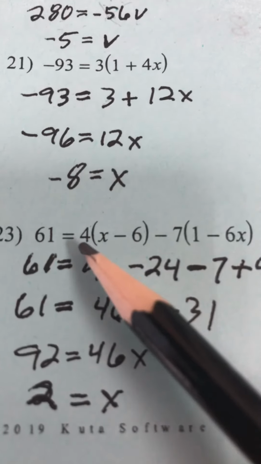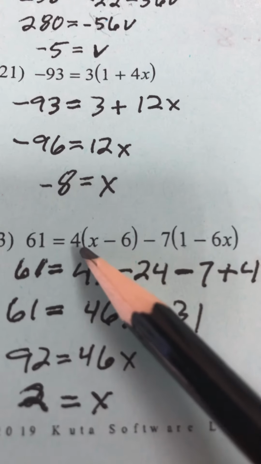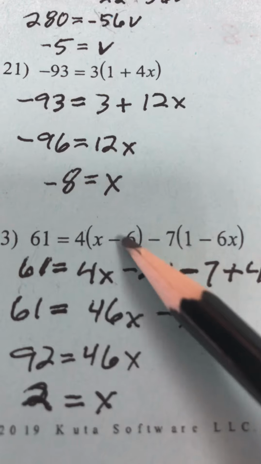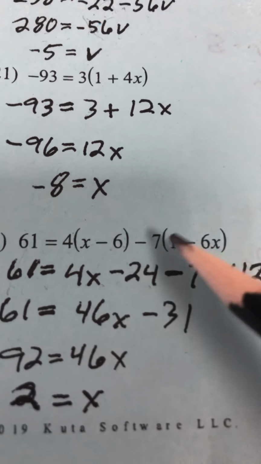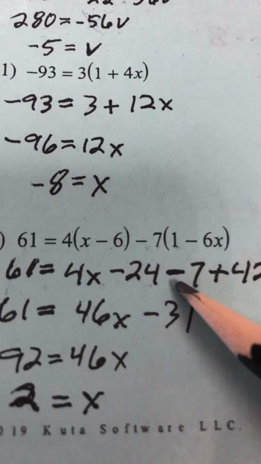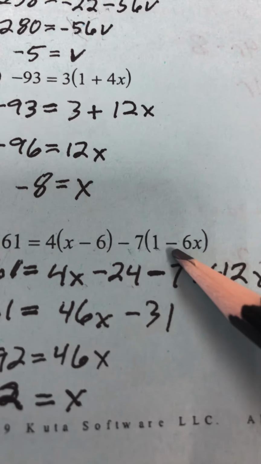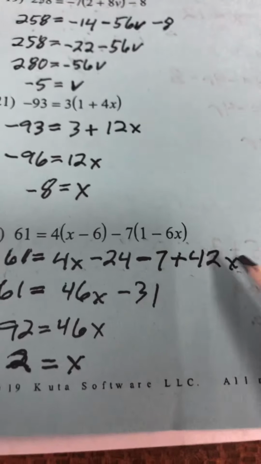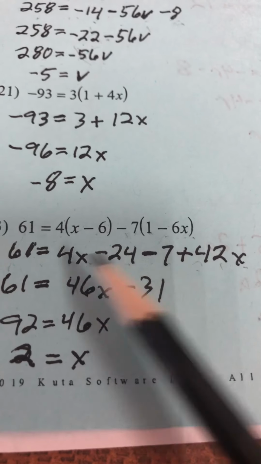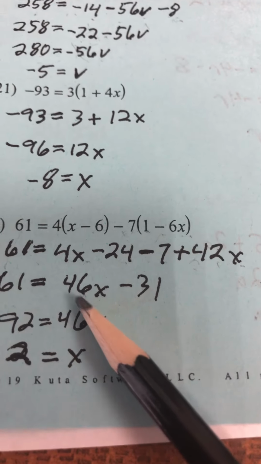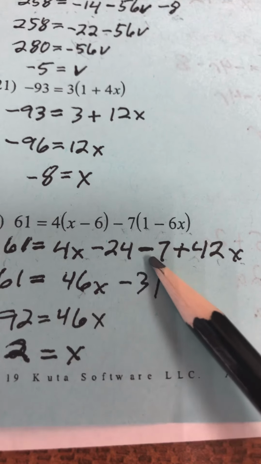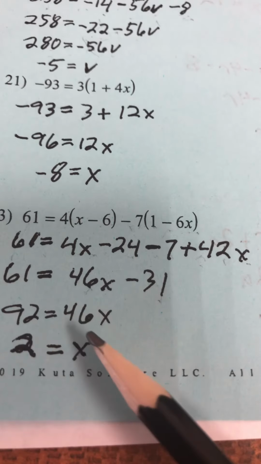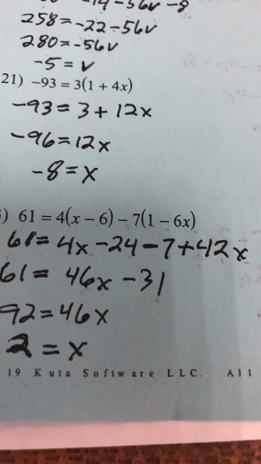And the last one, I have 2 distributive properties going on here, so I just bring down the 61 and the equals. 4 times x is 4x. 4 times a negative 6 is a negative 24. Negative 7 times 1 is a negative 7. Negative 7 times a negative 6x is a positive 42x. I combine my like terms. My 4 goes with my 42, and that becomes 46. Negative 24 minus 7 is a negative 31. I add 31 to both sides. I divide both sides by 46, and I get 2.